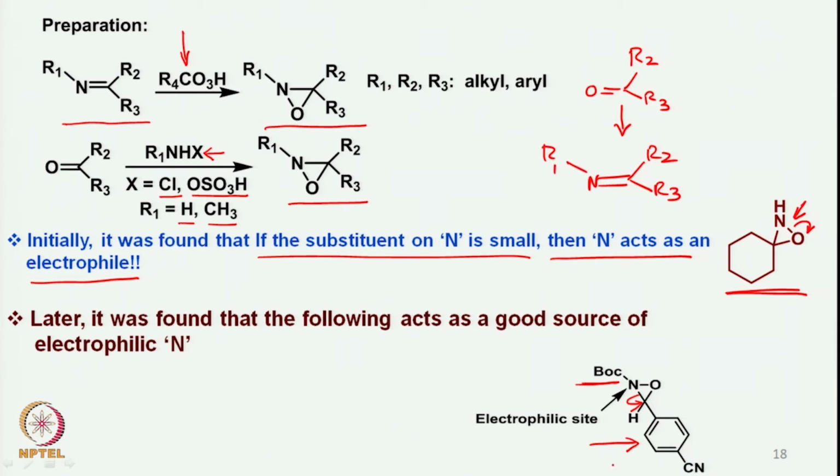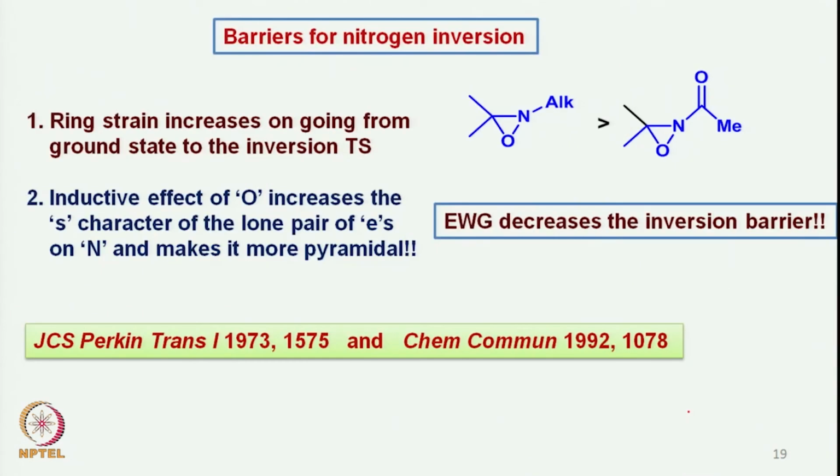So, it was found that this can also act as a good source of nitrogen. There are examples in the literature where these two, and somewhat similar ones, have been utilized for the transfer of the nitrogen from oxaziridine. Now, just to tell you about the barriers for the nitrogen inversion.